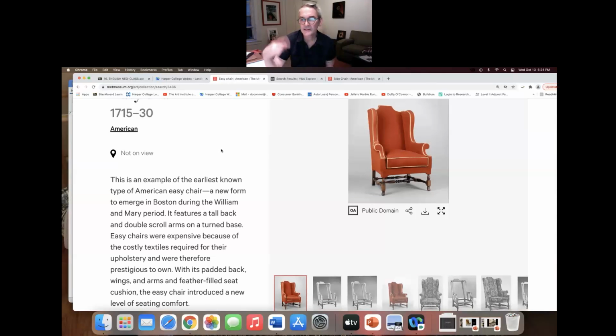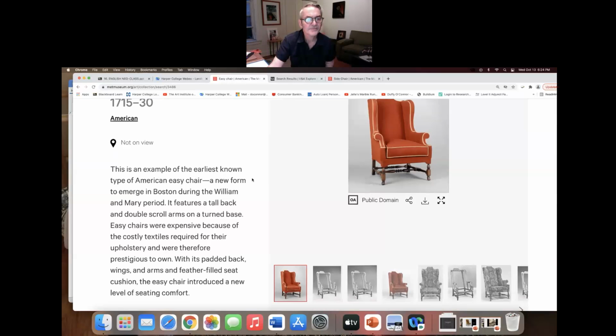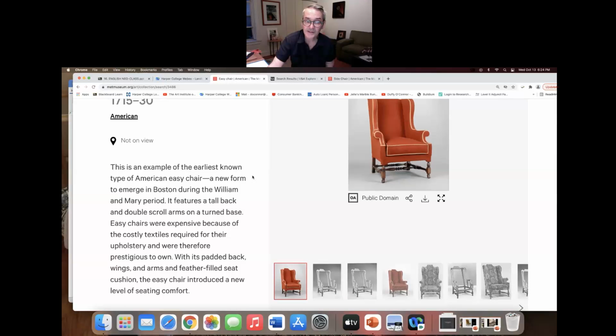Turned means made on a lathe. That's the structure of this. Easy chairs were expensive because of the costly textiles required for their upholstery and were therefore prestigious to own. With its padded back, wings, and arms, and feather-filled seat cushion, the easy chair introduced a new level of seating comfort.